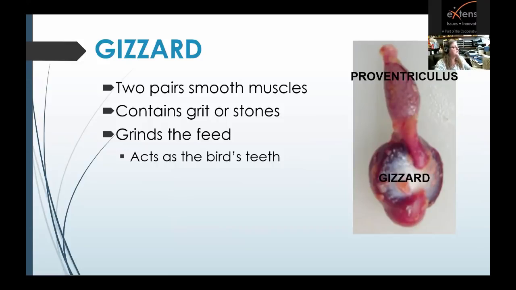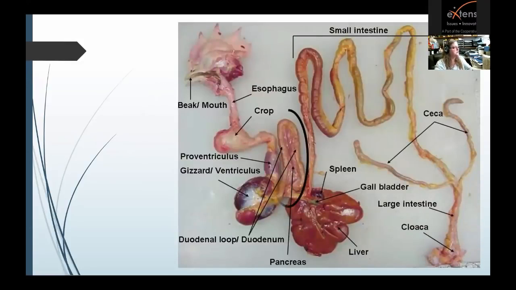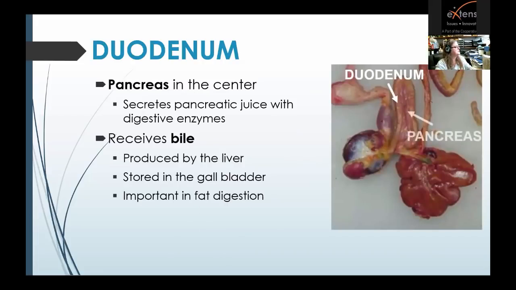So if you have your birds on pasture, it's important to have grit. And grit can be anything. It's basically ground up granite if you buy it, but it could be pebbles from the ground or whatever.